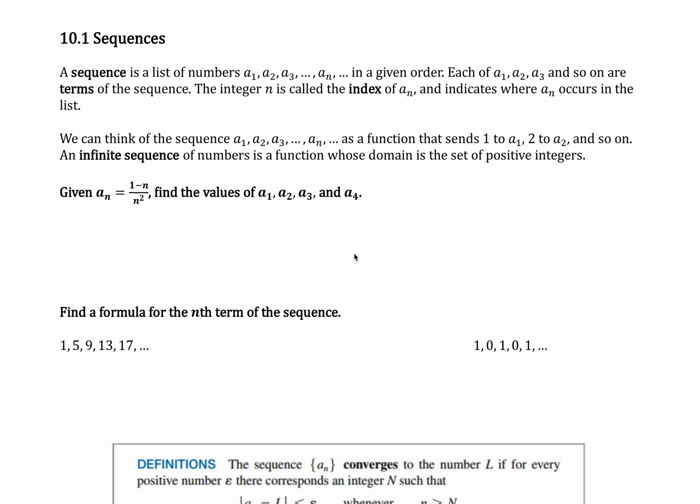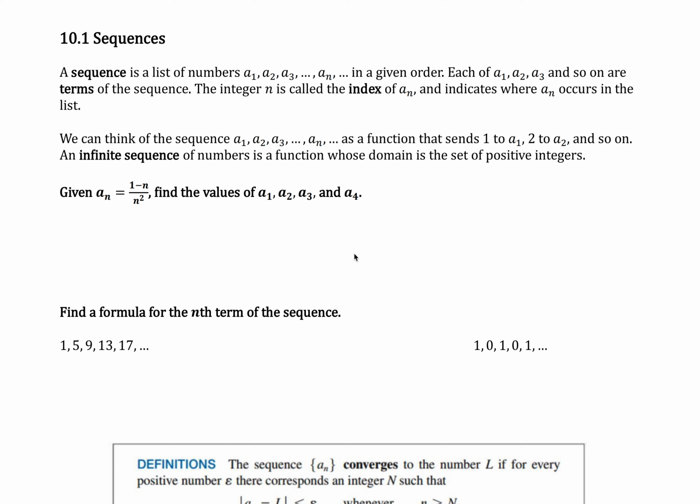We can think of sequences as functions. So 1 gets sent to a sub 1, 2 is sent to a sub 2, and so on. And an infinite sequence there is a function whose domain is the set of positive integers. We're going to look at a couple examples here, and then we're going to go through a whole bunch of definitions and theorems. But I don't want to get too far ahead of myself.